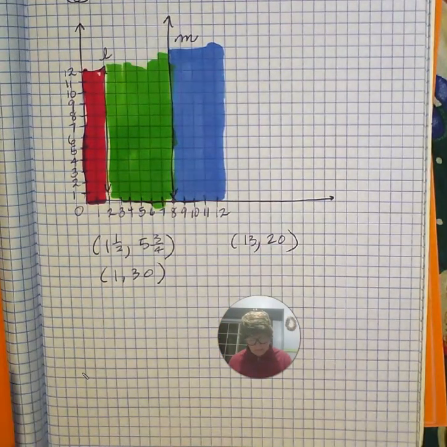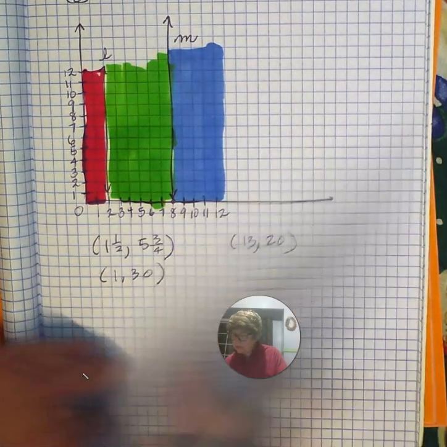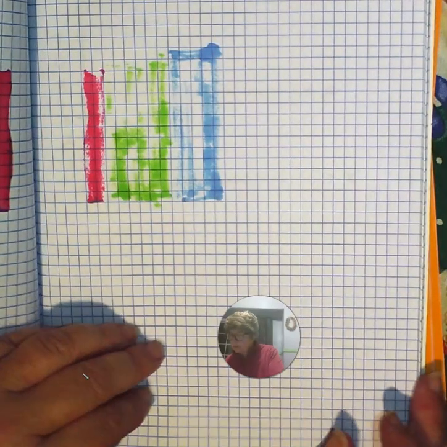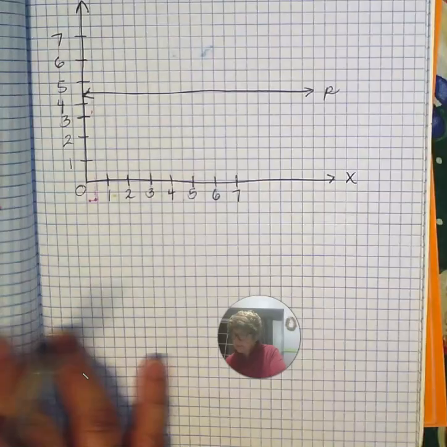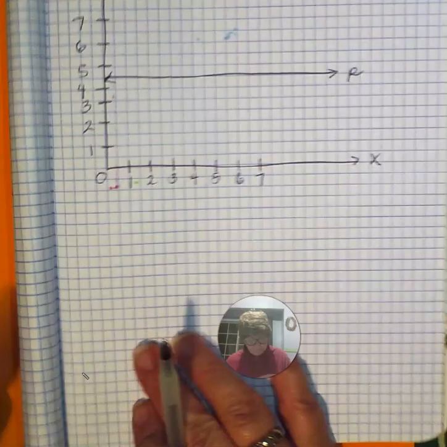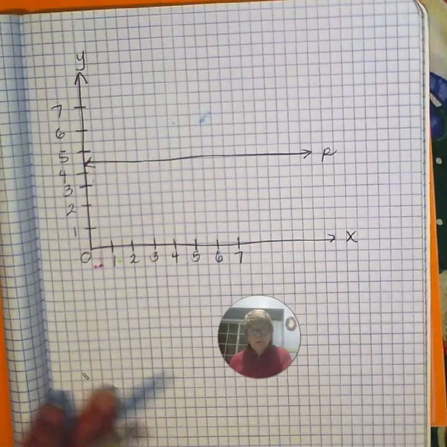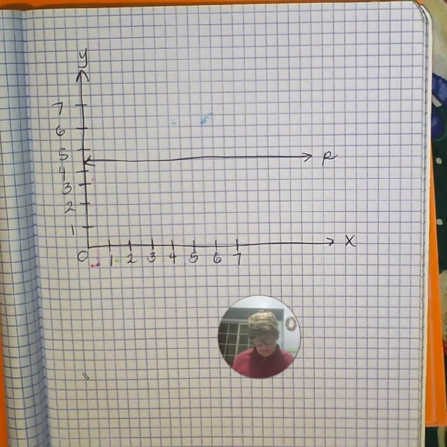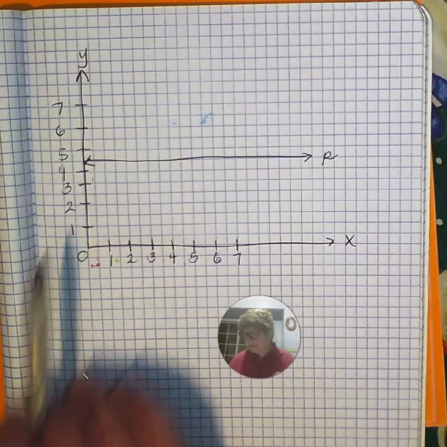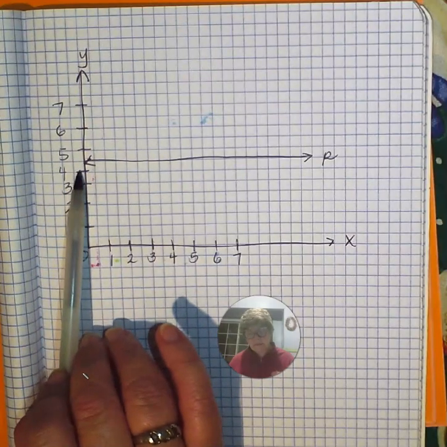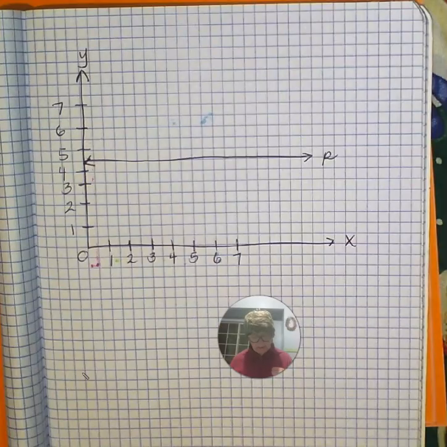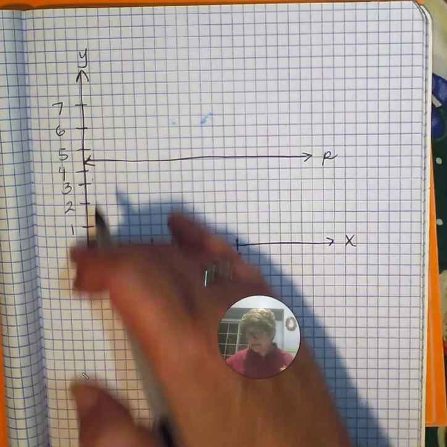All right. Let's look at this graph. There we go. Can you describe the location of line P? Look carefully because we have something we haven't seen for a little bit. Could we say it is a horizontal line that is 4.5 units from the x-axis?